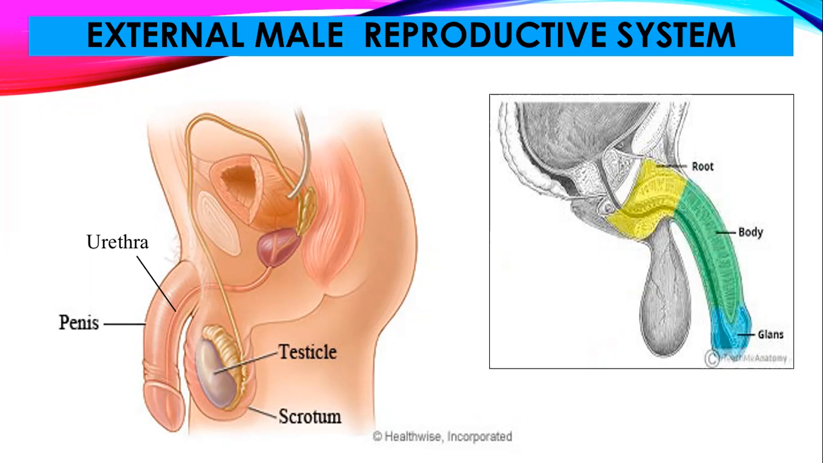The glans, also called the head of the penis, is covered with a loose layer of skin called foreskin. This skin is sometimes removed in a process called circumcision. The opening of the urethra, which is the tube that transports semen and urine, is found at the tip of the penis. The glans of the penis also contains a number of sensitive nerve endings.